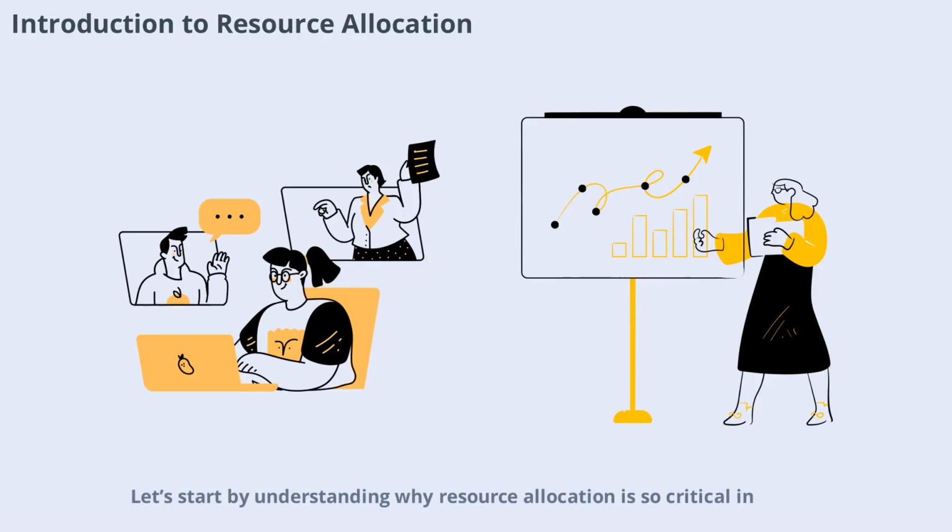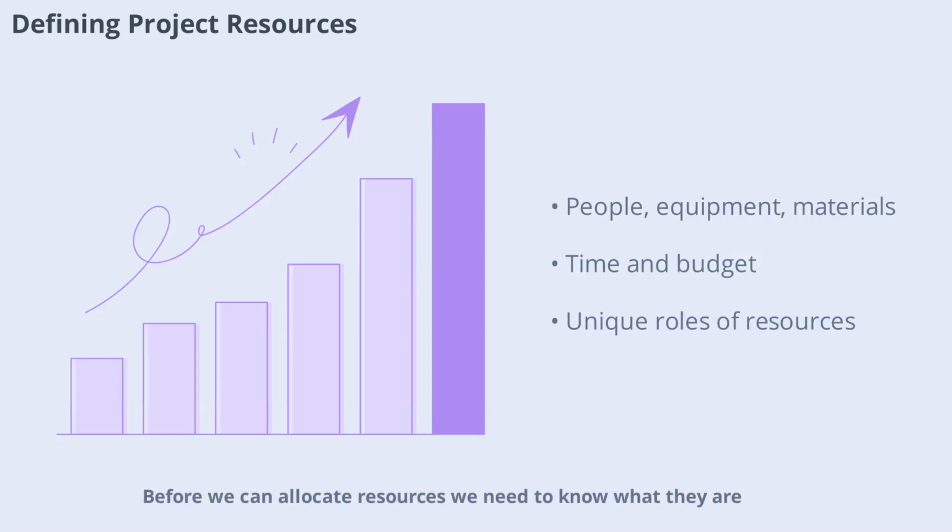Let's start by understanding why resource allocation is so critical in project management and how it lays the foundation for everything that follows. Before we can allocate resources, we need to know what they are. In project management, resources include people, equipment, materials, time, and budget. Each resource plays a unique role in helping you achieve your project objectives. For example, your team members bring skills and expertise, while your budget determines what tools or materials you can afford. Clearly defining your resources at the outset helps you plan more effectively and avoid surprises down the road. Let's look at how to identify and categorize your project resources.